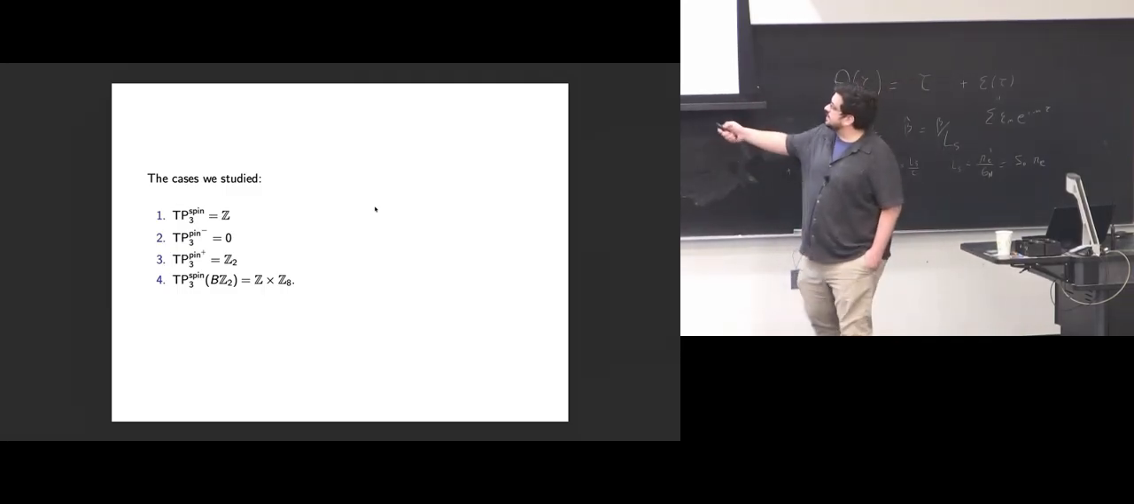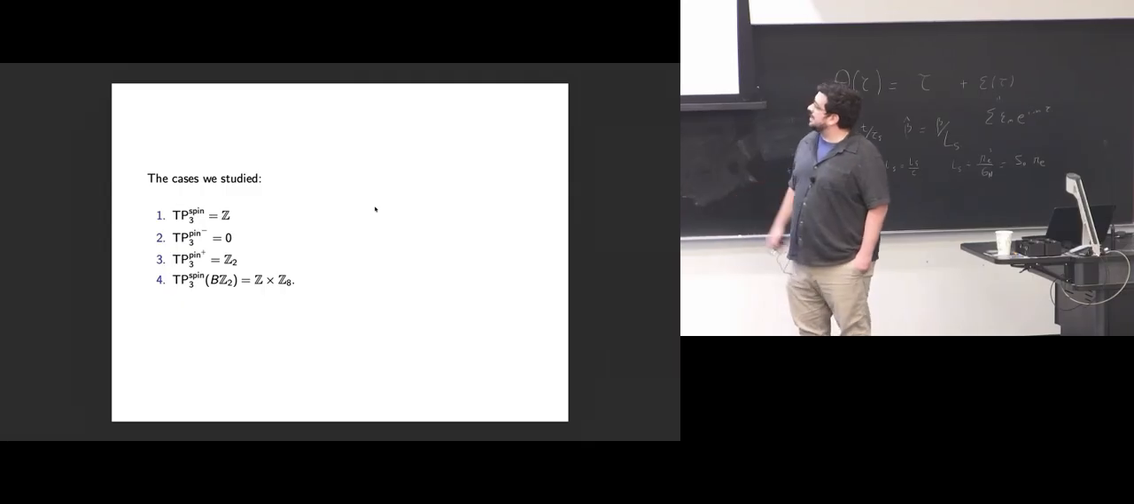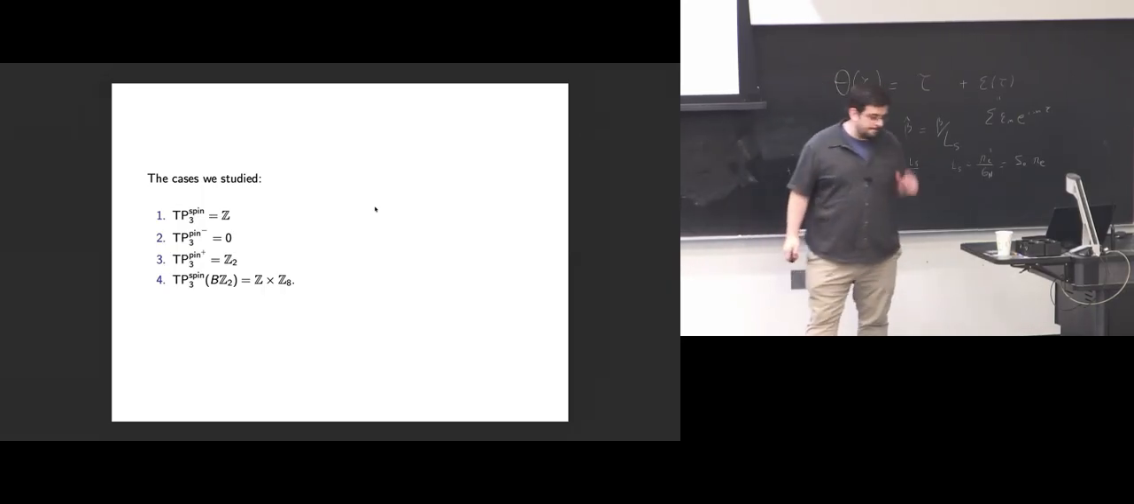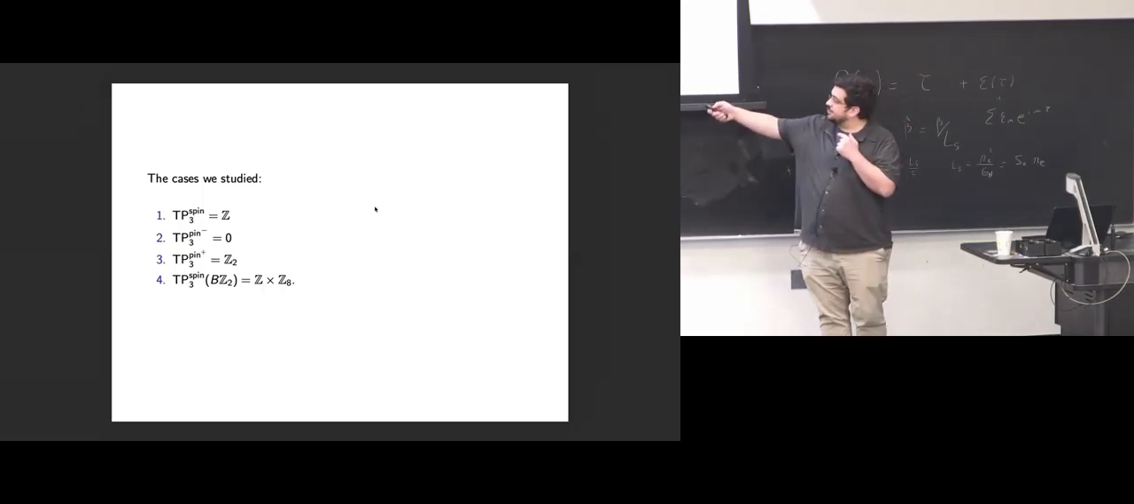Okay, so these groups, this TP spin 3, for example, are the classification of these cobordism invariants, topological field theories on 3D surfaces with a spin structure. And so on and so forth.